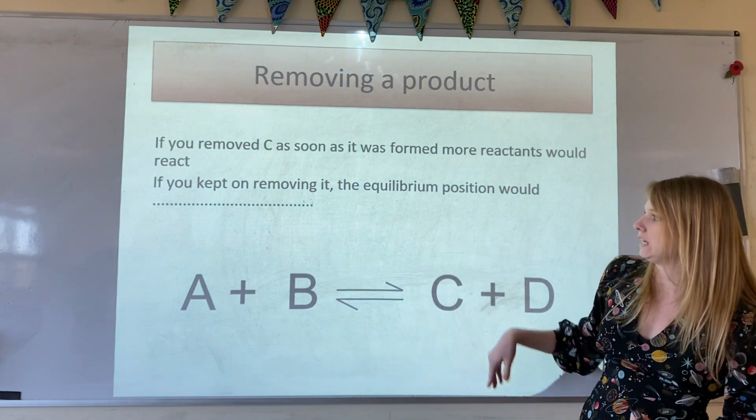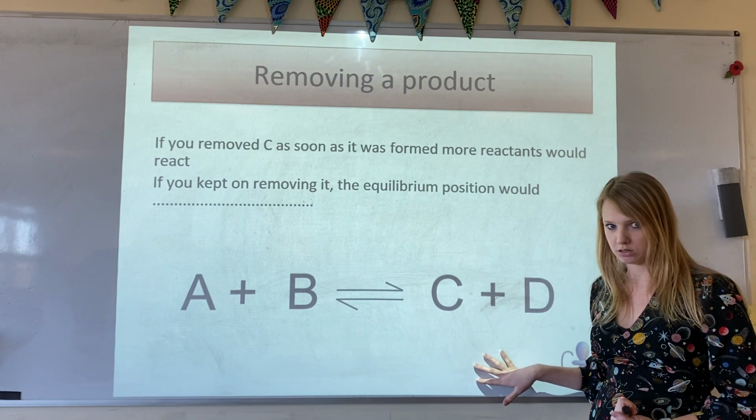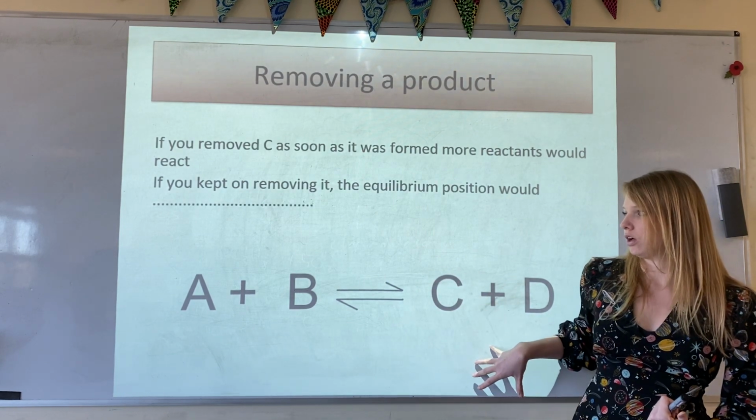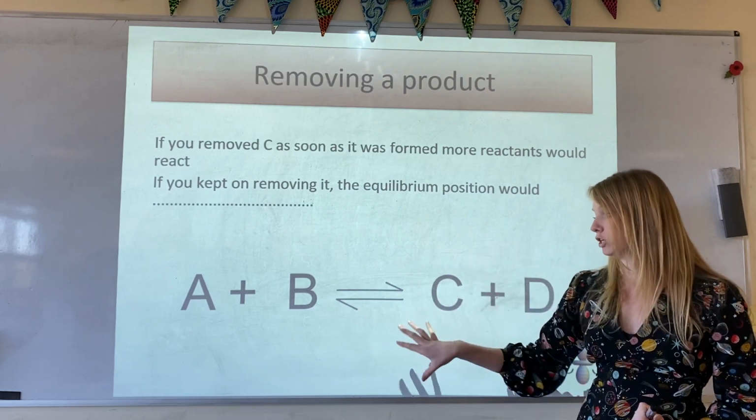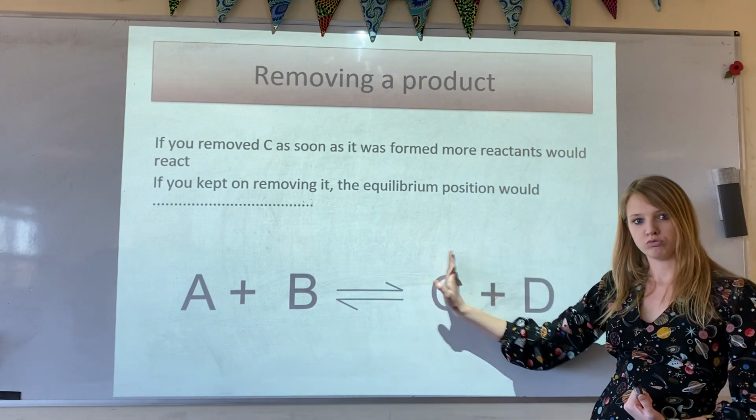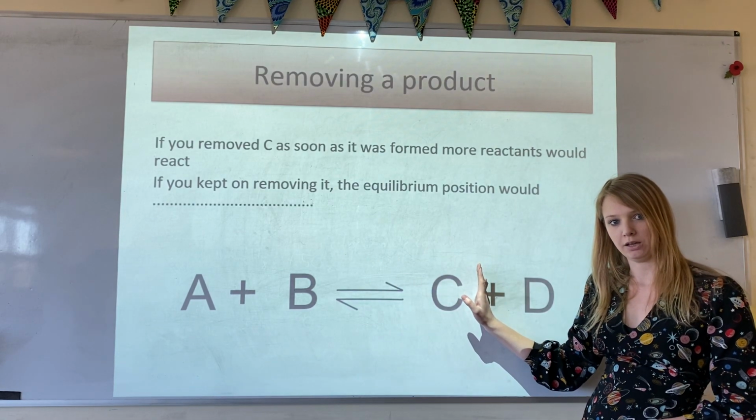Well, by removing C, I'm decreasing my product. So if I'm decreasing my product, the system is going to counteract that by trying to make more product, so my equilibrium is going to shift to the right so that more product is being made.